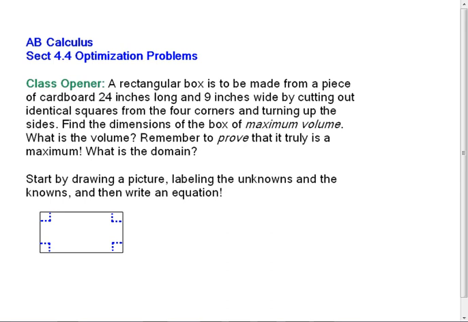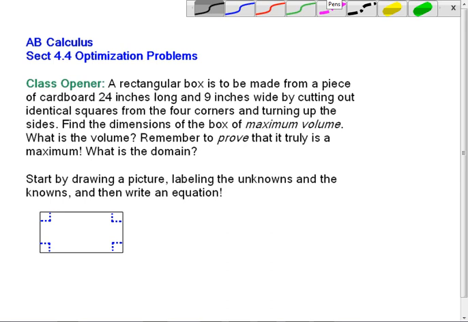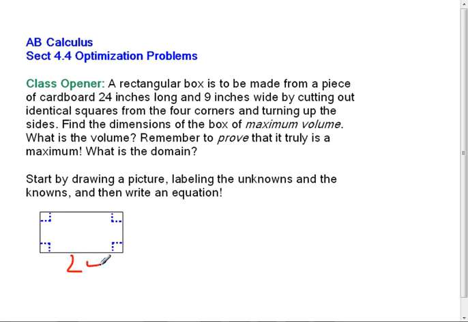Okay, so I cut the corners out. They're all supposed to be the same size. I will fold it up, and I will have an open box. Not too bad. Get the idea.